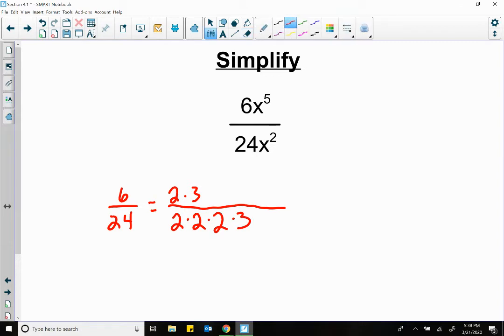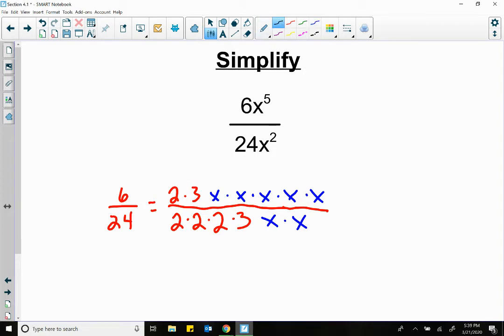Okay? Now, looking at your variables. Up top, I have x to the 5th. Well, what does x to the 5th really mean? What does it really mean to be a power of 5? It means that I have x multiplying itself 5 times. Down below, x squared, what does that really look like? X times x. Okay? So there's what we know.